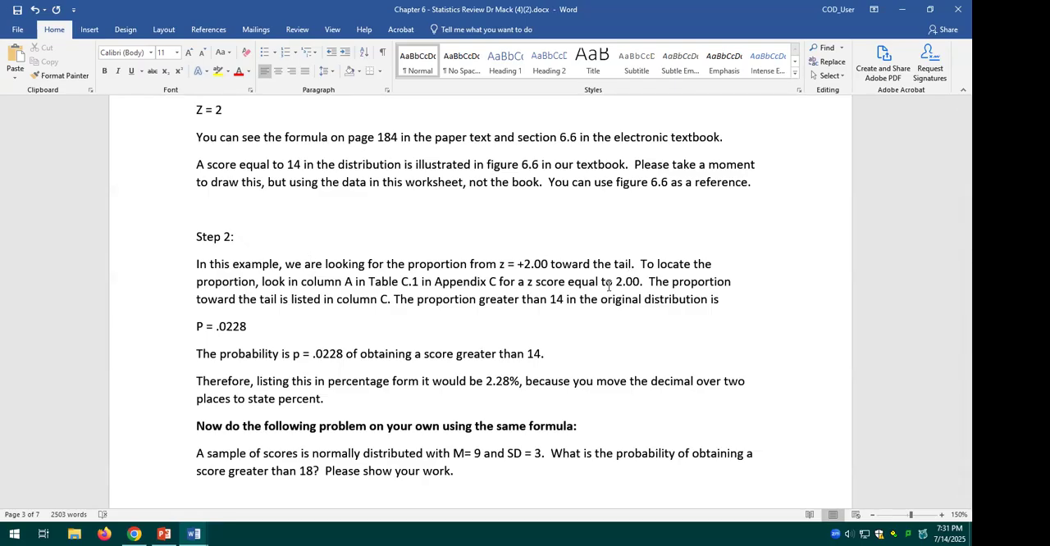To locate the proportion, we look in column A in appendix D for a z-score equal to 2. The proportion towards the tail is listed in column C. The proportion greater than 14 in the original distribution is p = 0.0228. So how do we get that?